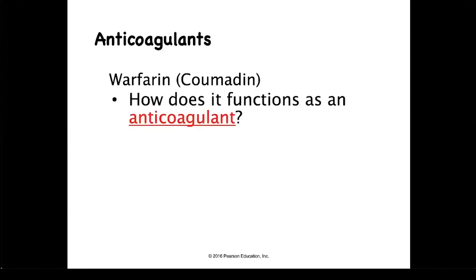Anticoagulants are chemicals that will prevent coagulation or inhibit it. Warfarin is one such chemical. So you need to go back and try to figure out how it functions as an anticoagulant. I'll ask you when we get together as a class.